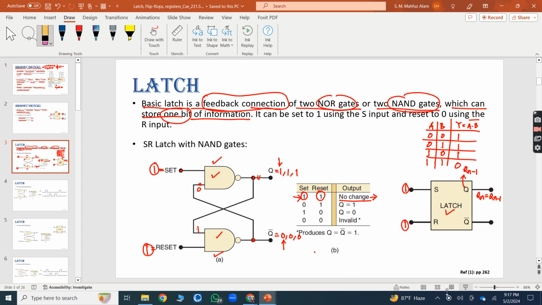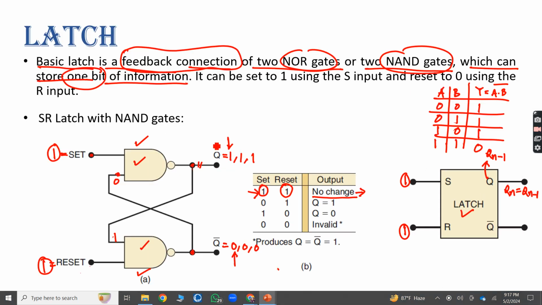So what I was telling, that no matter whether the q was 0 or 1, as you can see, the next state is always following the previous. Right? Yes, sir. So that's why it says whenever you are putting set 1 and reset 1, no matter what was the previous value of q, it will always remain the same, next and future state. You got my point, right? Yes, sir.